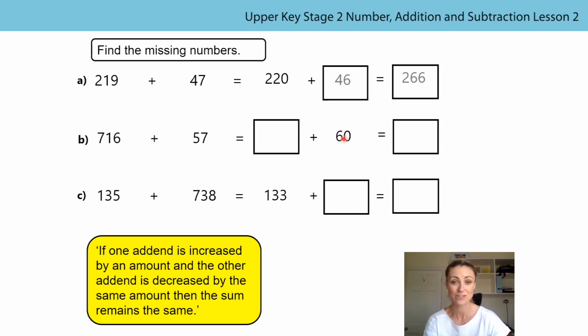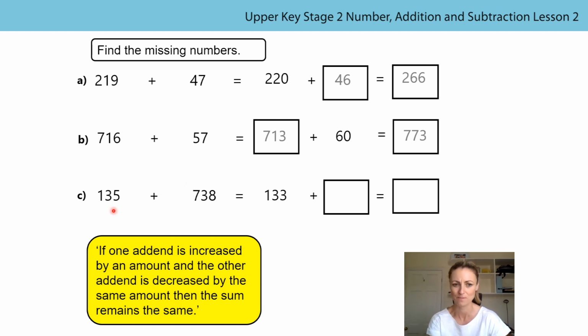So if I've added 3 onto that addend, what do I need to do to this first addend here to find the equivalent addend, the redistributed addend in this calculation? That's right, I need to subtract 3. And so that gives us 713. So here is my redistributed calculation, and it's much easier to work with. 713 add 60, that's a multiple of 10, much easier, is equal to 773.